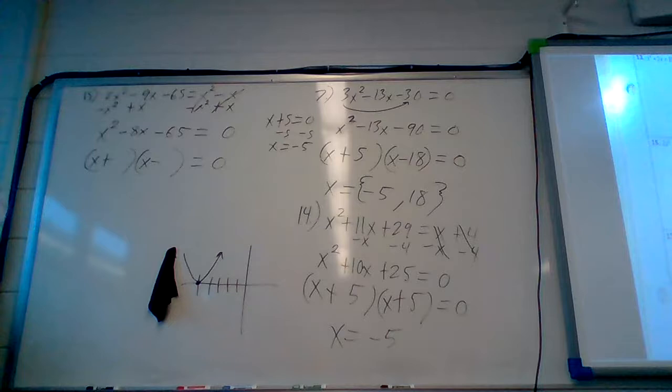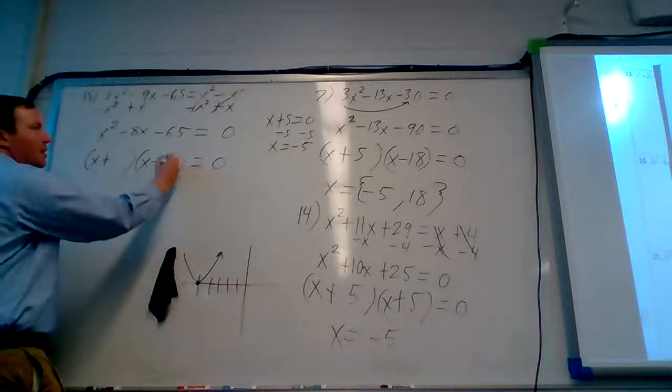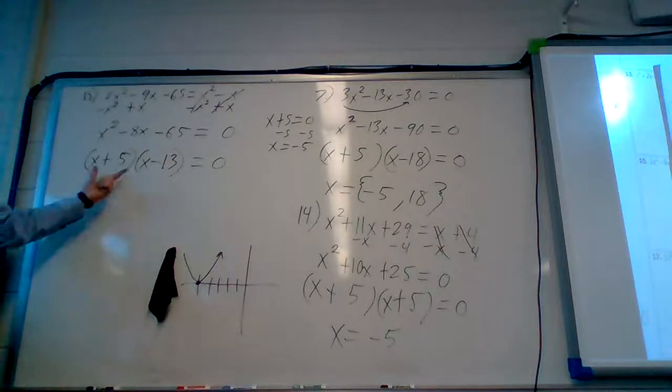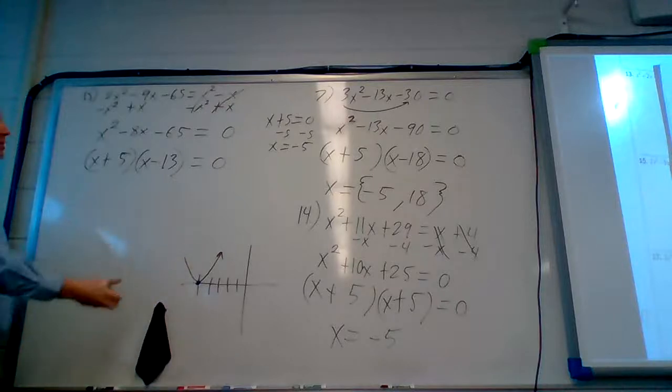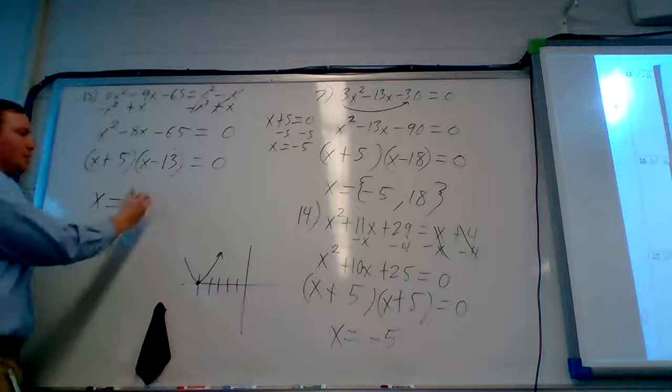And again, if you don't know that off the top of your head, you can go to y equals 65 divided by x, second table. 13 and 5. And we need a negative 8, so our bigger number needs to be the negative. So we have x plus 5, x minus 13. Set those equal to 0 and solve.